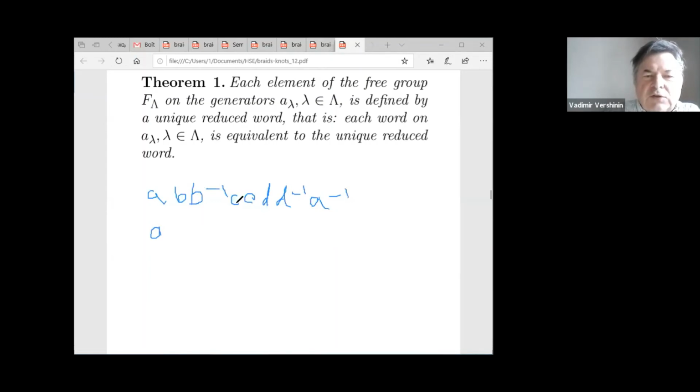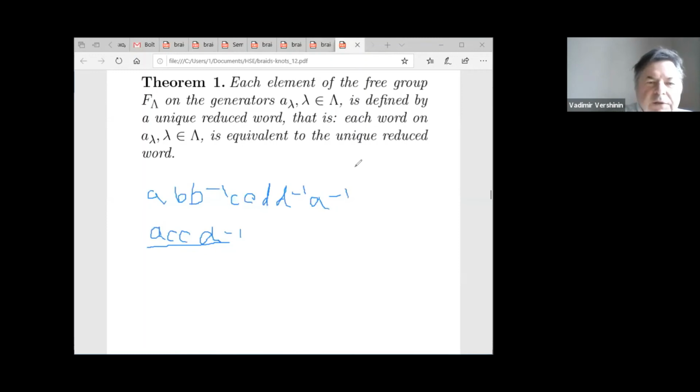Then I'm looking at the next one, C. C is not the inverse of A, so I write C. Again, C. D, I write D and D minus 1. So I need to erase this one. Then I have A minus 1. A minus 1 is not equal to C minus 1. This is the reduced word. And because the length of the word is finite, this is a real algorithm, a finite procedure. So this is the reduced form, and you can make any word into the reduced form.